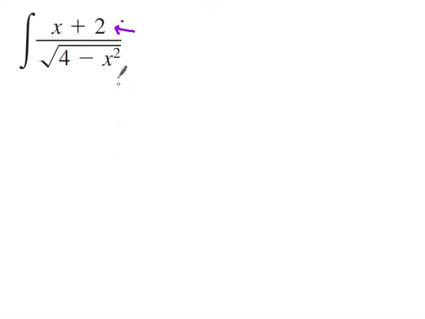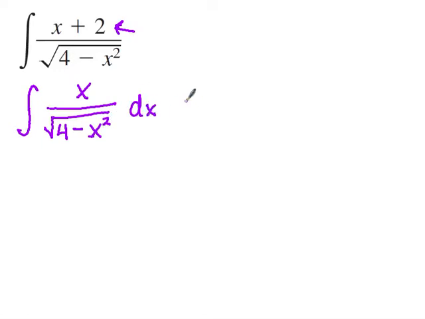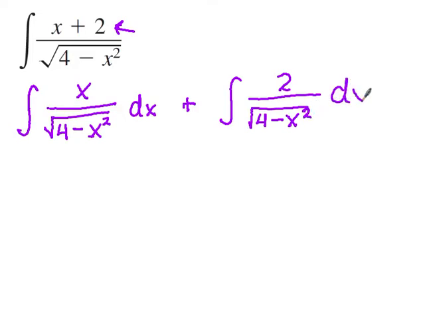I said the first one, the numerator. So what you're going to want to do is split that numerator up. So we're going to split that up so that we have x divided by root 4 minus x squared, and then I'm going to add that to 2 divided by root 4 minus x squared. Okay?